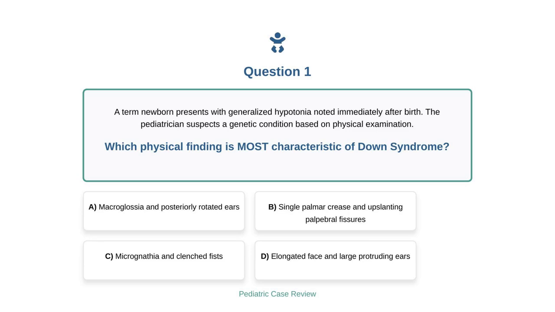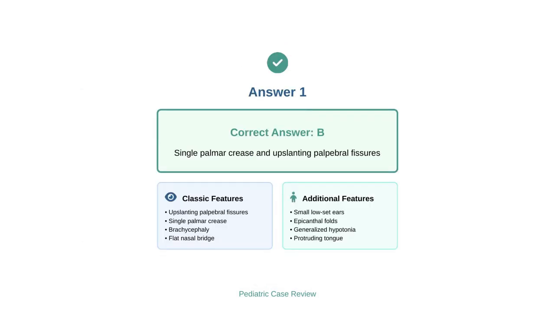Option A, macroglossia and posteriorly rotated ears. Option B, single palmar crease and upslanting palpebral fissures. Option C, micrognathia and clenched fists. Option D, elongated face and large protruding ears. The correct answer is B.